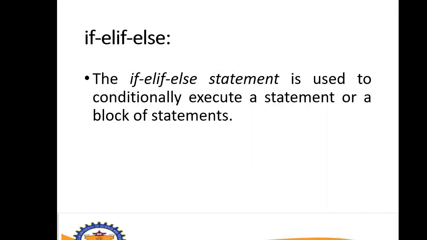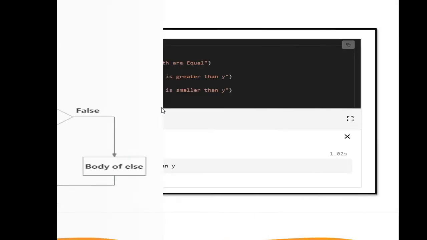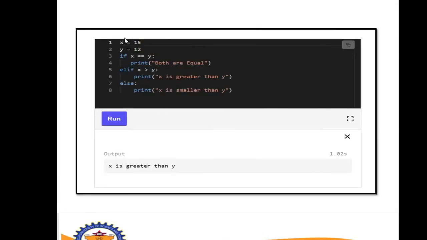Next condition naman, class, is the if-elif statement. Now, the if-elif statement is used to conditionally execute a statement or a block of statements. So, let us see how it works. So, here is a flowchart or graphical representation of the operation inside the if-elif statement. So, here is the sample problem or program in Python. We have two variables now in here. We have x with the value of 15 and y with the value of 12.